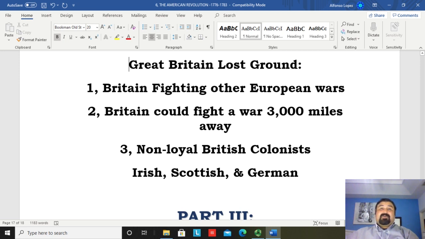Okay, so the vast majority of them, again, are Irish, Scottish, and German. The vast majority are German, by the way. So the bulk, again, of the non-British colonists are actually German. About 50% of the colonists living in North America, the so-called British colonists, are not British. They're actually German immigrants, and the Scottish and the Irish.